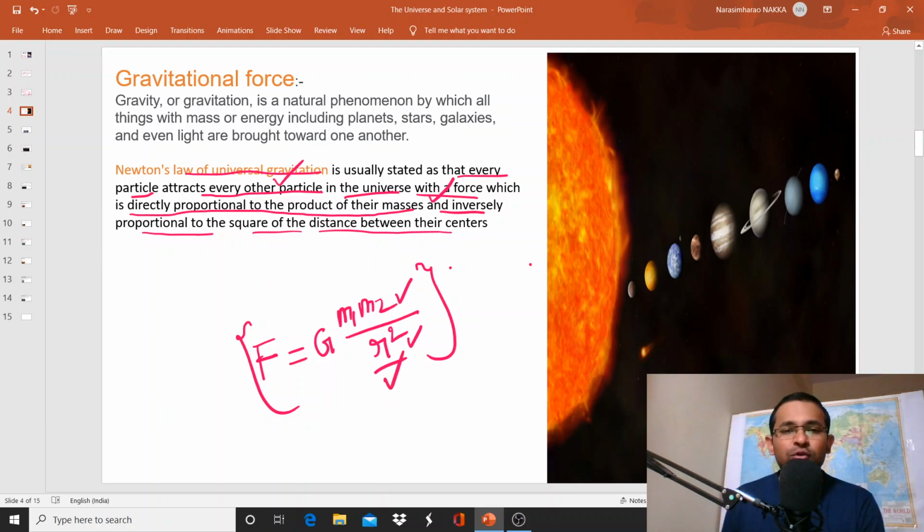So according to Newton, every matter in the universe attracts other particles with a force, and that force is proportional to the product of their masses and inversely proportional to the square of their distance. So dear viewers, I hope with this you understood about the gravitational force and Newton's law of universal gravitation. Because of gravitational force, the universe is packed as one entity.